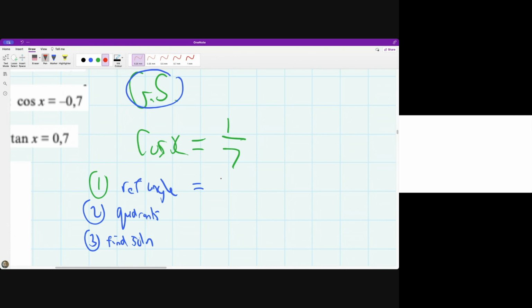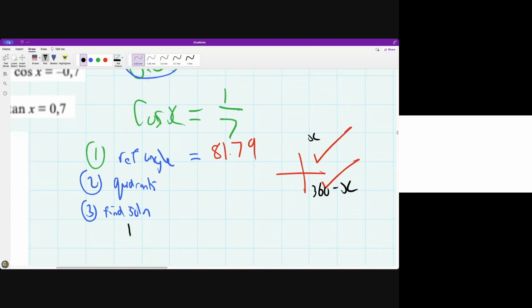Can we have confirmation of Pavunzo's 81.79? Thank you, Tandiwe. Thank you, Asanda. So if that's the reference angle, now this cos is 1 over 7. It's small, but it's positive. So where is cos positive? It's positive in those 2 quadrants. And in this quadrant, the angle will have the form of whatever x is, and here it will have the form 360 minus x. So now I'm going to have a solution in quadrant 1 and in quadrant 4.